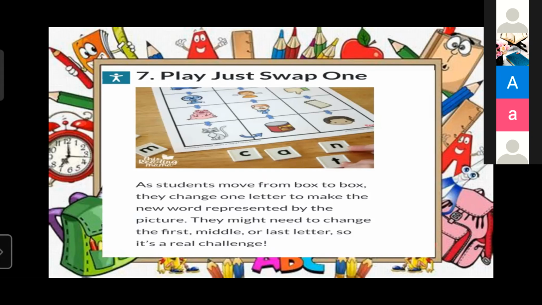If we swap the N with T, it will be cat. If we swap it with P, it will be cap, and so on. So this is another way of playing or practicing phonics with young learners.